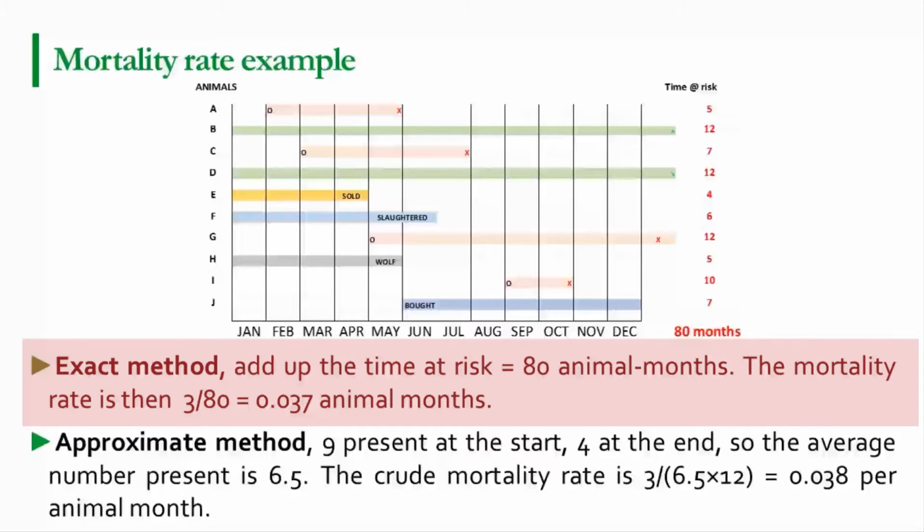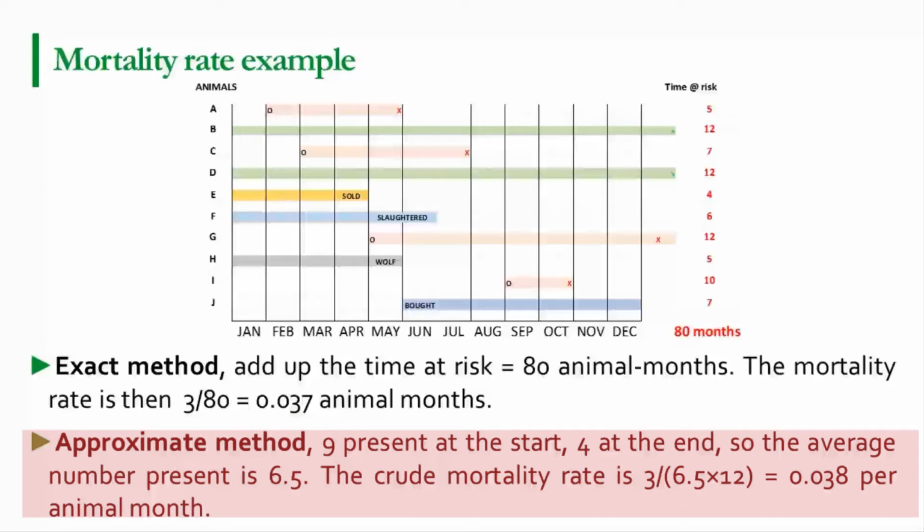The mortality rate would be 3 over 80, which would yield 0.037 per animal month. On the other hand, we have the approximate method, which doesn't rely on specific measurement for each animal, but is an averaging kind of concept. To calculate it, we have to estimate the average number at risk over the period by adding the number at risk at the beginning and at the end of the period, and then dividing this by 2, which gives the average population.